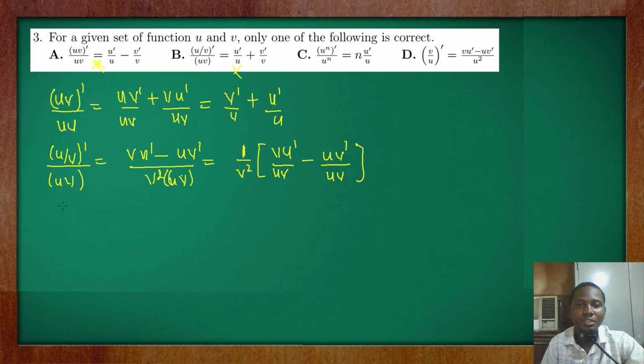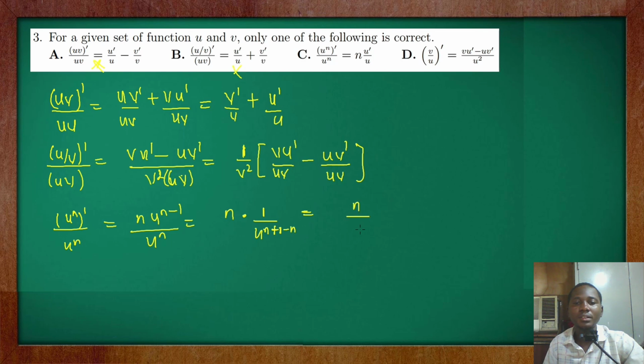So here in this option you have u^n prime all divided by u raised to power n. And if you differentiate this, you're going to have n multiplied by u^(n-1) divided by u^n. Okay, and if you simplify this, you're going to have n multiplied by 1 over u raised to power n, minus, this should be plus 1 minus n from your law of indices. And here you're going to have n over u. Okay, n over u.